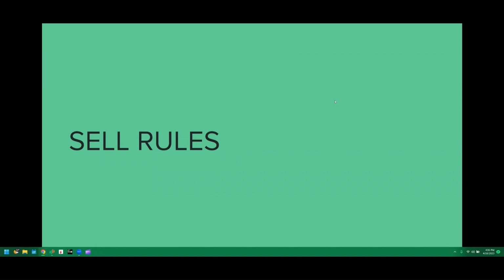I'm going to go through the sell rules for how I sell a position trade and how I sell a swing trade. And just to recap, a position trade is a trade that I want to hold for weeks and preferably months. And a swing trade is something I want to hold for a few days, usually 3 to 5 days.